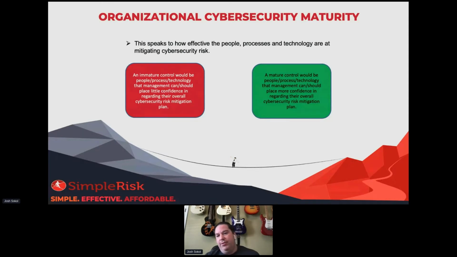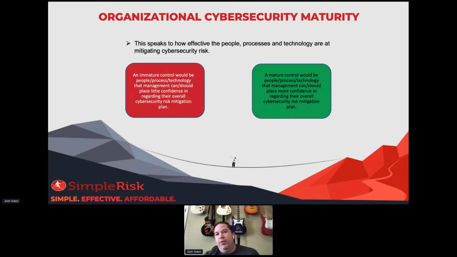And you have two types of controls. You've got lots of types of controls, but controls fall into one of two categories. Either you have mature controls or you have immature controls, and sometimes you have stuff in between. Immature controls are things that management shouldn't be placing a lot of confidence in because they're immature. Whereas mature controls, you can place more confidence in them.